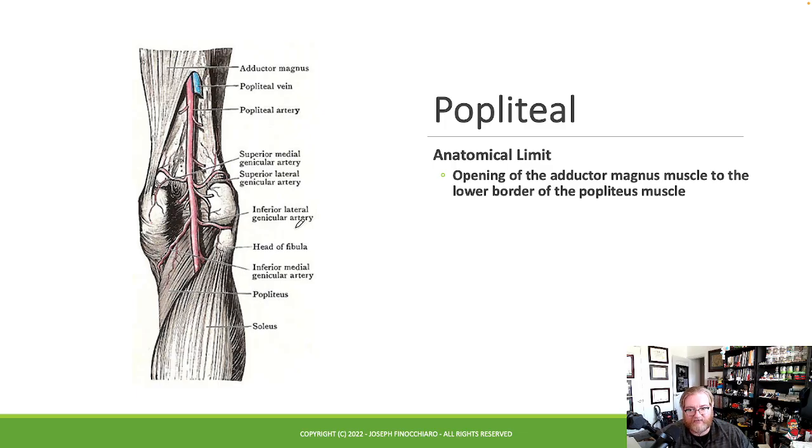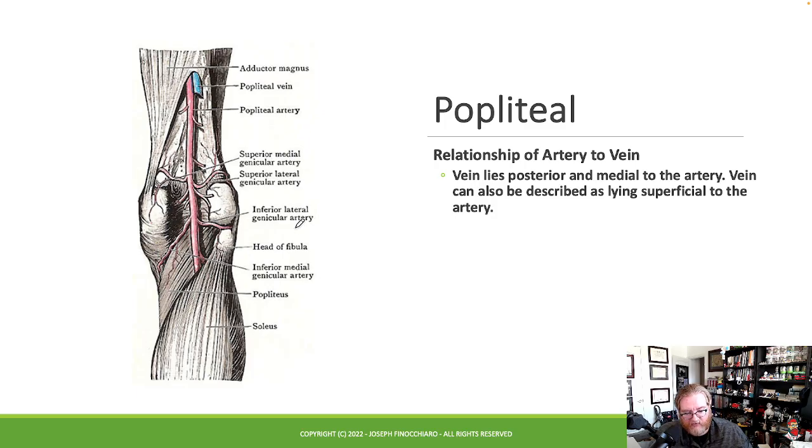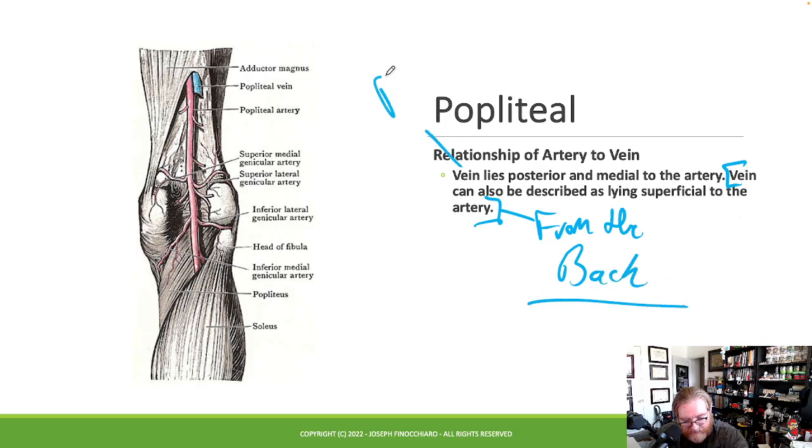So the anatomical limit: the femoral ended at the opening of the adductor magnus, and this comes down to the lower border of the popliteus. And it is a continuation of the femoral artery. The vein lies posterior and medial to the artery. The vein can also be described as lying superficial to the artery, because remember, when it says it's superficial to the artery, it is because it is from the back. If you are coming from the front, it is going to be posterior.